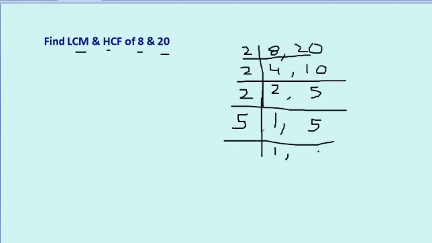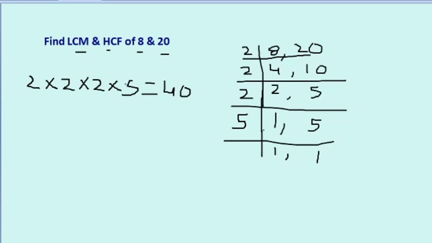1 as it is. 5 1s are 5. So now these are the factors we have received for 8 and 20. Multiply them. 2 into 2 is 4, 4 into 2 is 8, 8 into 5 equals 40. Okay, understood now? This is the shortcut method of finding LCM.